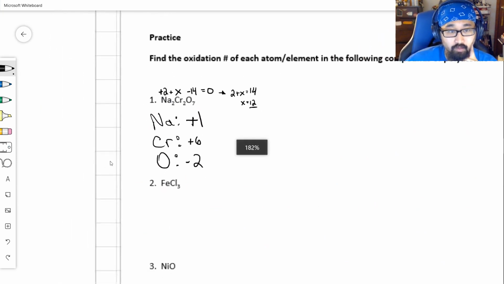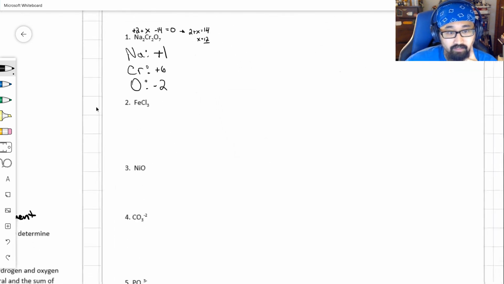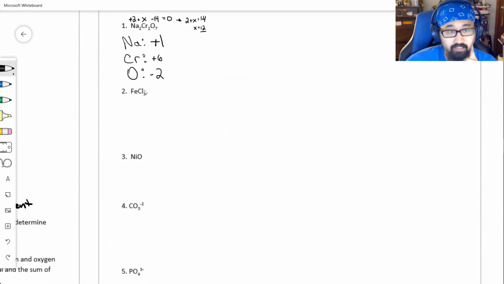Now I will say that this was the most complicated one here. The reason it was the most complicated is that it's the only one that had 3 elements. Everything else is only 2 elements, so they're comparatively much easier. Let me explain what I mean by that.